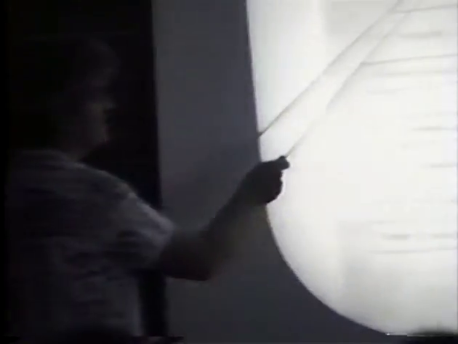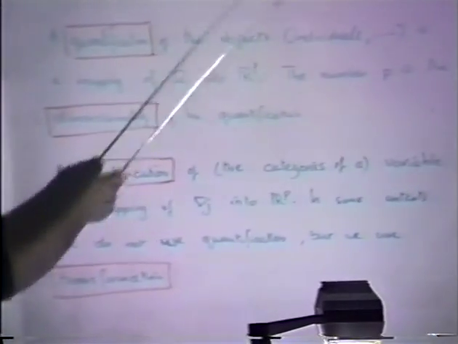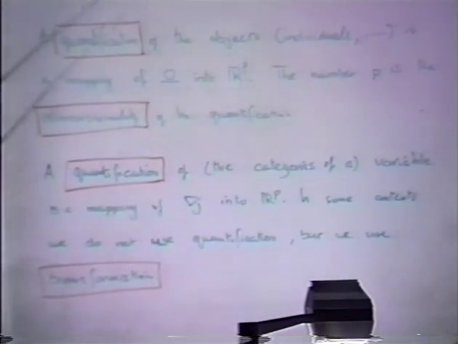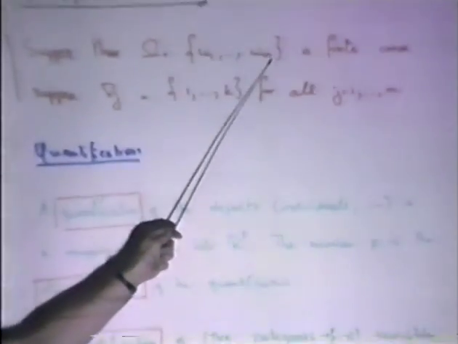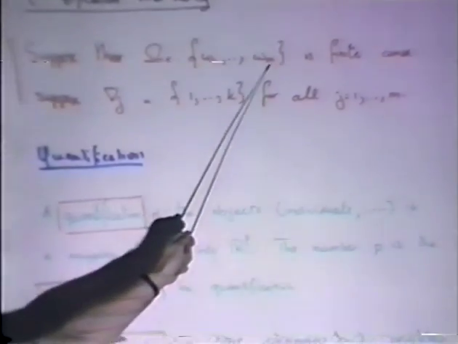This is the definition of the quantification of the objects or individuals, of which you have n. It says m here. That's a horrible error. It should be n, of course. There are n individuals.